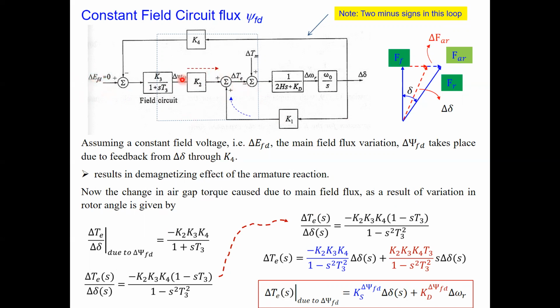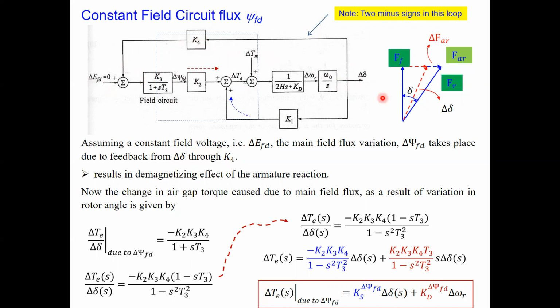And so this quantity that you have here is actually the feedback. There is a change in the flux here. The change in the flux which you observe in the rotor circuit will be through the feedback from delta through the K4 constant here.